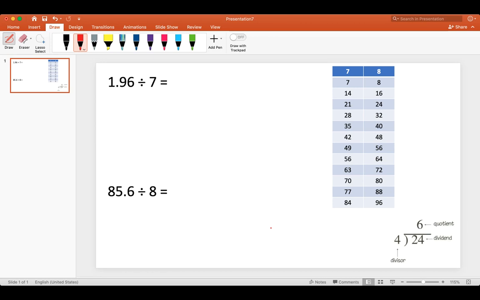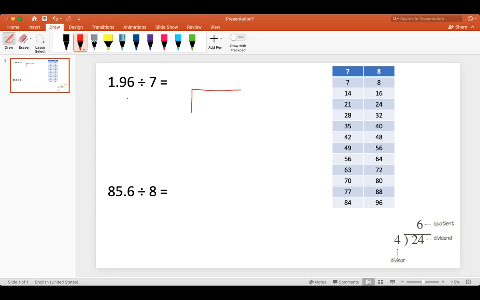I'm now going to show you the method that we use when dividing with decimals. I'm going to show you the short method because this will be a lot quicker. So the first step that we need to do is we need to draw our bus stop. We then need to arrange the numbers in the correct place within our bus stop.